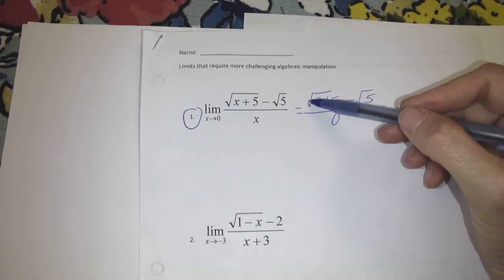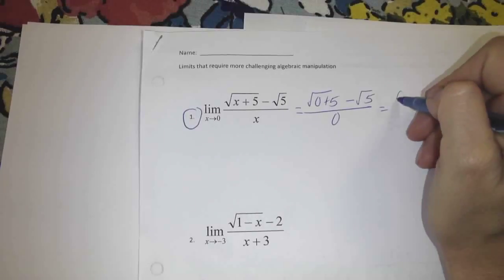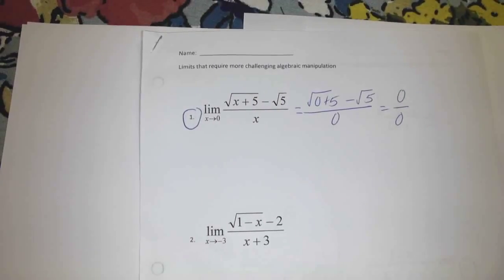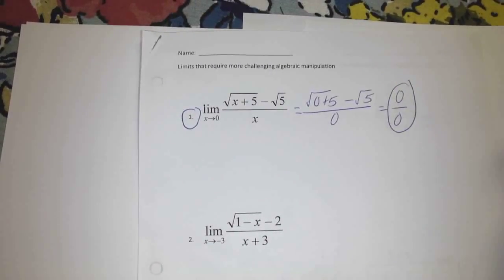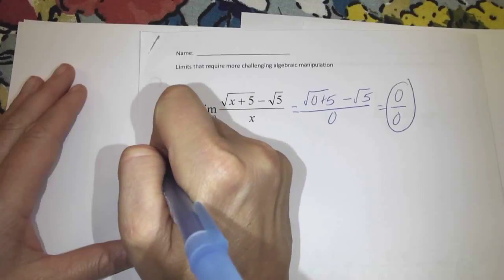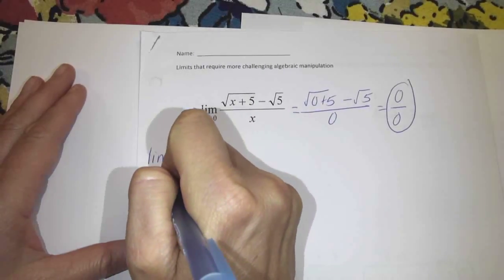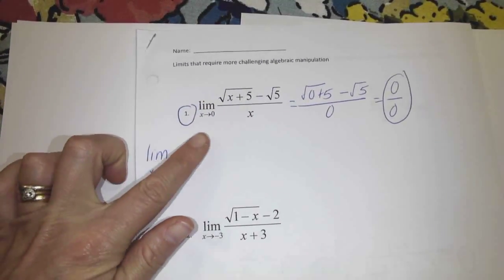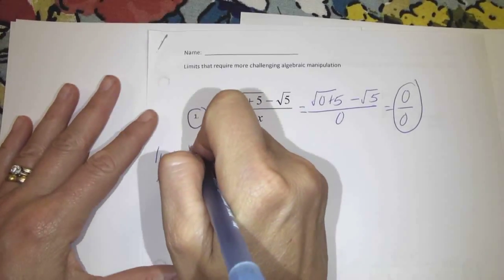When I do, I get square root of 5 minus the square root of 5, which is 0, and I get 0 again on the bottom. This lets me know that I can do some fancy math. I can do some algebra manipulation. So let's recopy the limit down, which again, we talked about that being very important to make sure we're carrying that down. I'm going to recopy my problem.